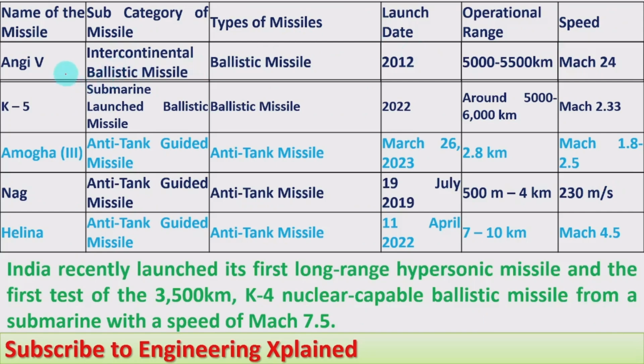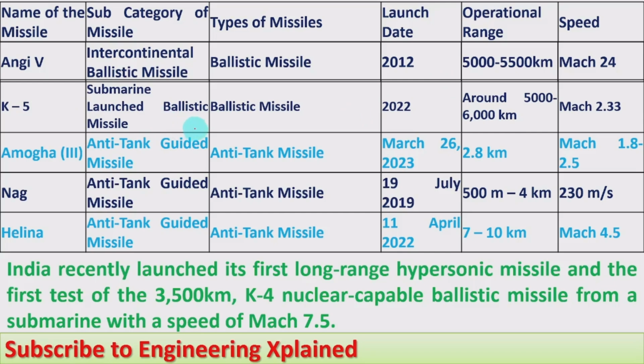And Agni 5, intercontinental ballistic missile, 2012 it is launched and 5000 to 5500 km, Mach 24. Already I have taken this also. Agni 6 is presently in process of development and when it will be launched we will come to know.